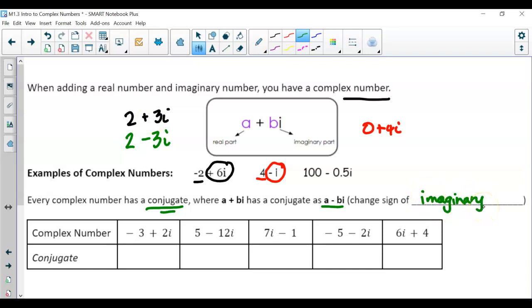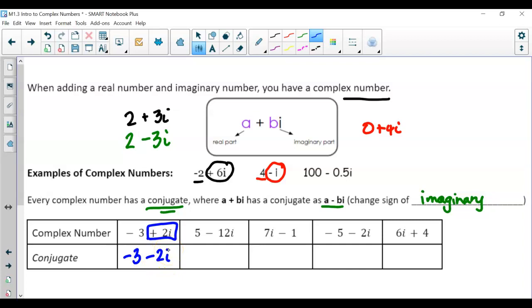Well, we keep the real part, so we change the sign of the imaginary part. So again, keeping in mind, this is our standard form where the real is first, the conjugate is second, and we only change the imaginary part. If I wanted to write here the conjugate of -3 plus 2i, then we keep the -3, but now plus 2i is now minus 2i.